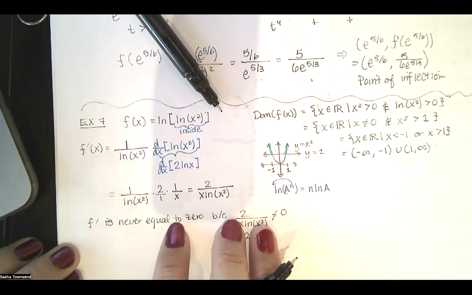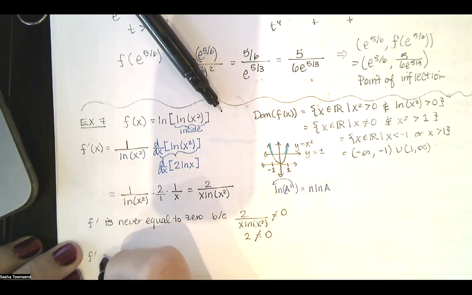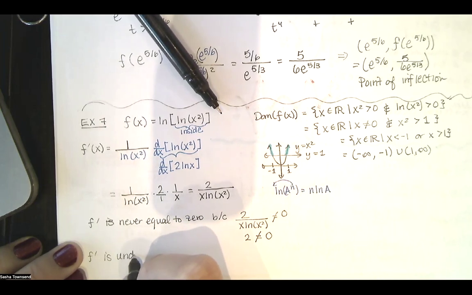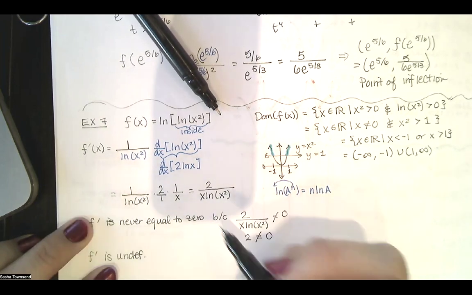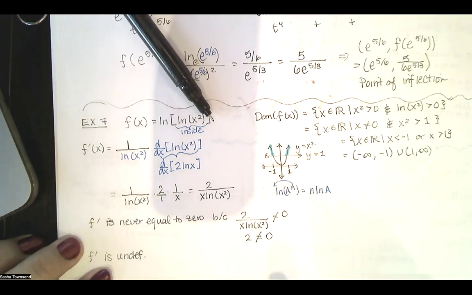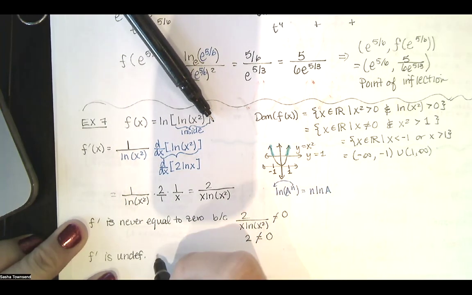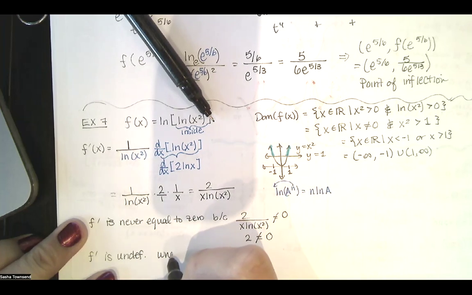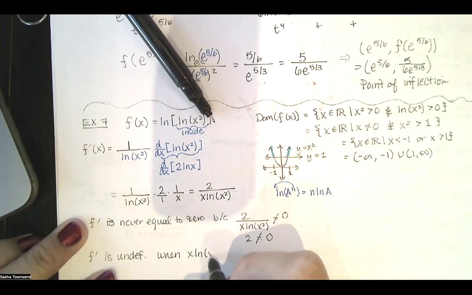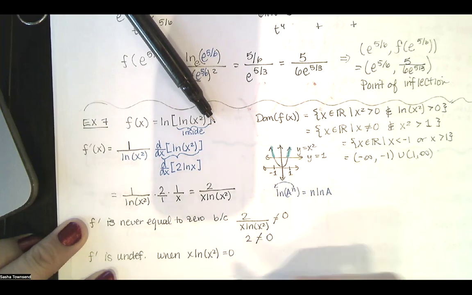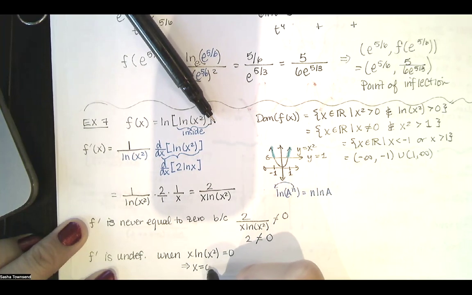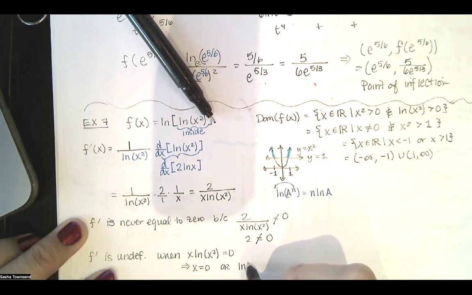But we might have some critical values. F prime is undefined when the denominator is 0 and the numerator is non-zero. Of course, in this case, the numerator is 2, which is never 0. This is undefined when the denominator is 0, which means either x equals 0 or natural log of x squared equals 0.